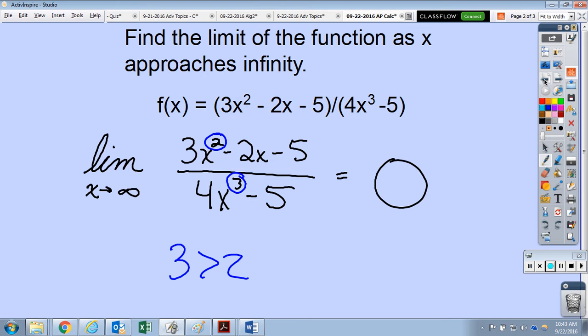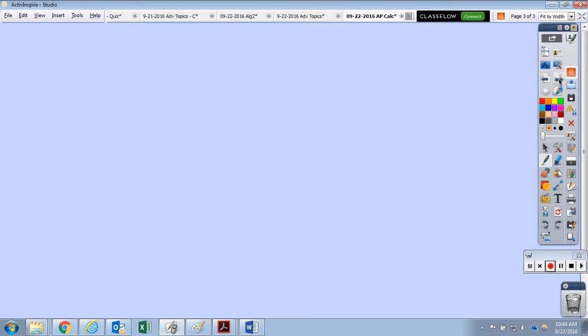Right. So the lower degree was in the numerator and the denominator degree was higher, so there's a 0. And let's look at the other situations that we have.